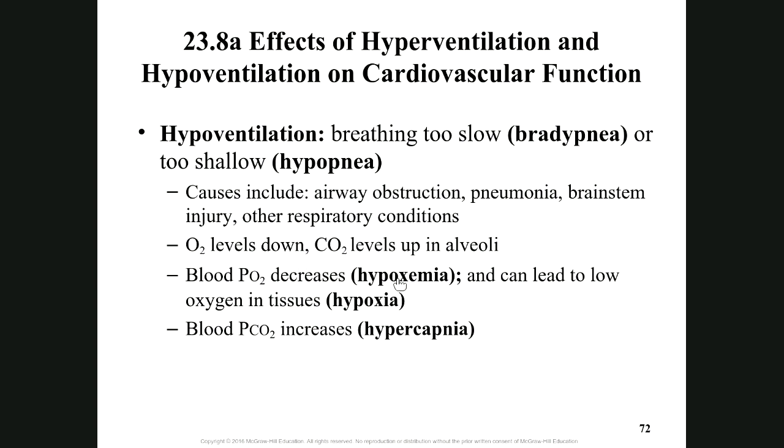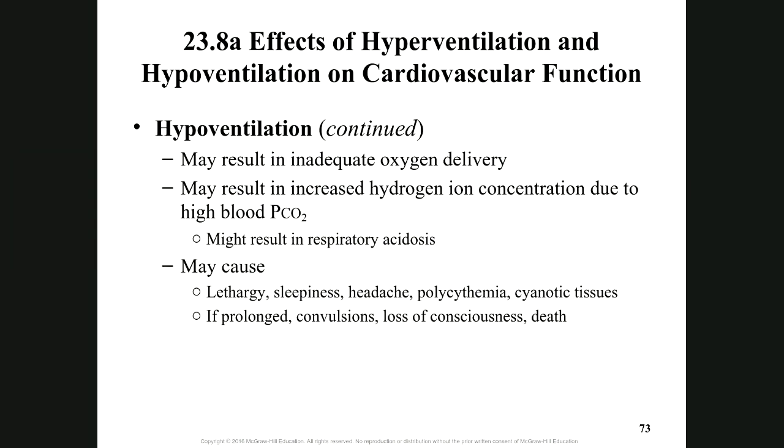When the level of oxygen comes down, we call it hypoxemia, and it can lead to low oxygen in the tissue, which we call hypoxia. And at this time, the level of our carbon dioxide increases, and the increase in the level of carbon dioxide is called hypercapnia. When we have hypoventilation, we don't have enough oxygen delivery, and it results in an increase in the concentration of hydrogen ion due to the increase in the level of carbon dioxide.